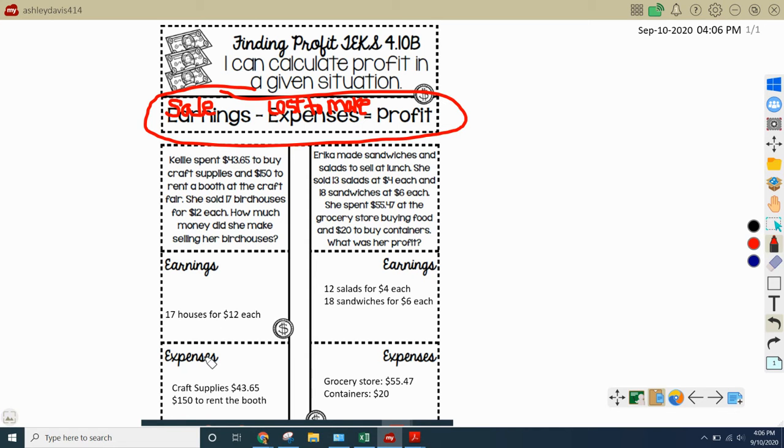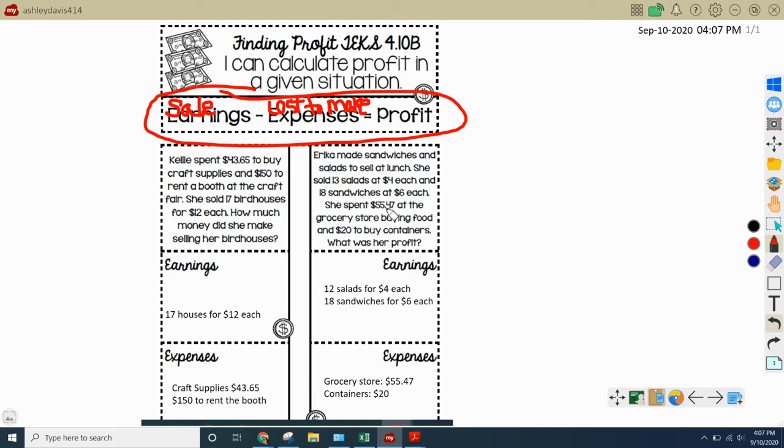Her expenses will be how much it cost her to make, which was $43.65 of craft supplies. But she also had to pay $150 to rent the booth, so that is also counted as an expense. If we wanted to solve for the profit, we would take this amount and subtract this amount from it. Erica made sandwiches and salads to sell at lunch. She sold 13 salads at $4 each and 18 sandwiches at $6 each.